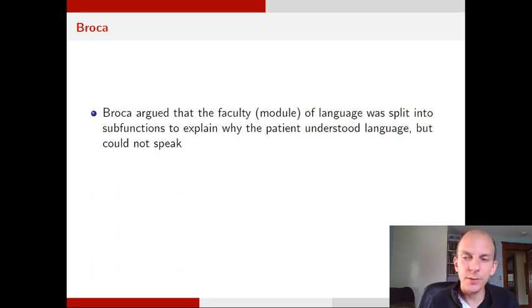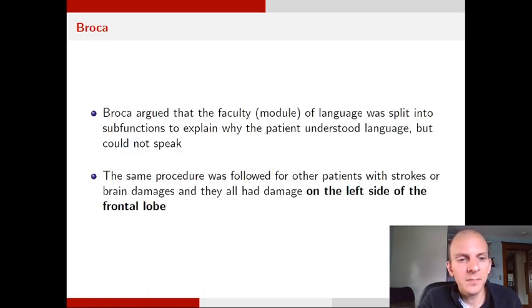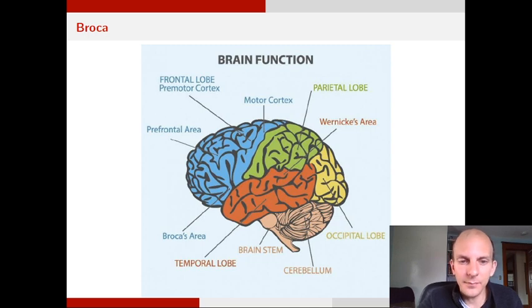This led Broca to suggest that language production and language comprehension are in two different areas of the brain, and that this area, Broca's area, controls linguistic production, which is really interesting. It was a way to find where language was housed in the brain. Here you can see a diagram with Broca's area right here, right where that damage was.